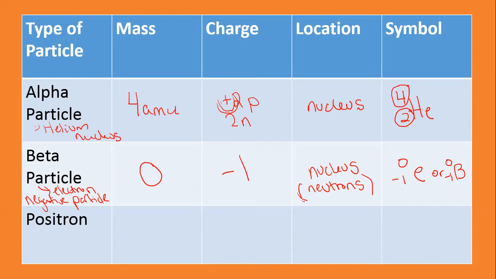Alright, positron. A positron is just how it sounds. It's a positive particle. It's like a positive beta particle, if you will. So it's a positive particle. It has no mass. It has a charge of +1. Again, it's coming out of the nucleus. Specifically, it's coming from a proton.